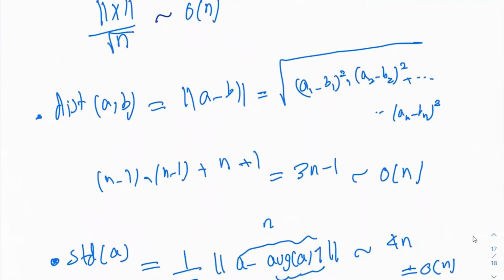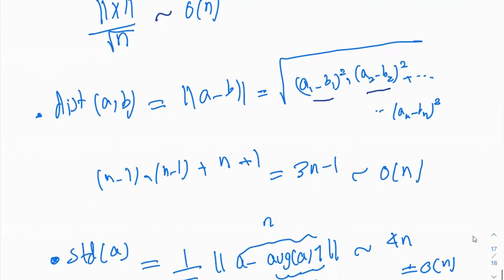We define it to be the norm of A minus B. Okay, good. Let's write a couple of terms: A1 minus B1 squared plus A2 minus B2 squared, all the way to An minus Bn squared. Right. So here, first of all, we are subtracting. How many subtractions do we have? 1, 2, how many? N.